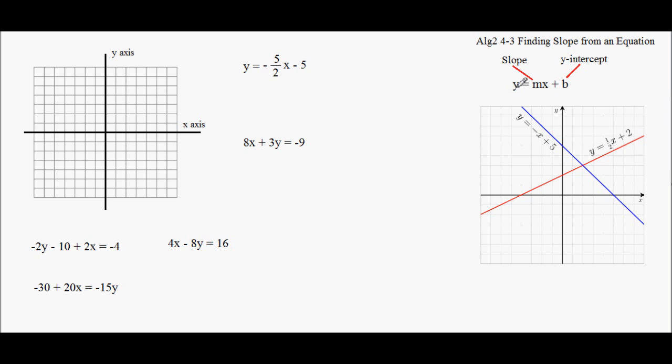The slope-intercept form is y equals mx plus b, where m is the slope and b is the y-intercept. And what we mean by y-intercept is this point right there where the line crosses the y-axis. Right there is the y-intercept.